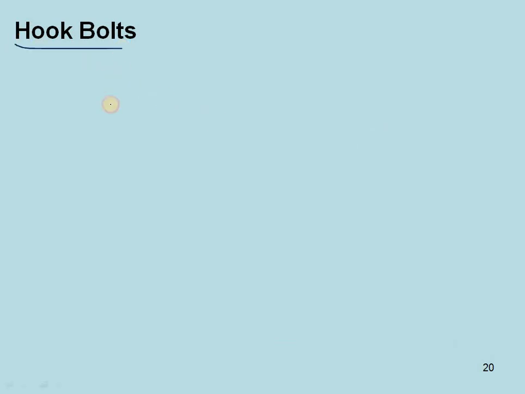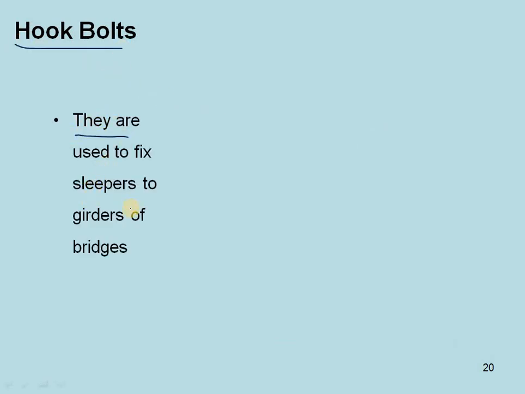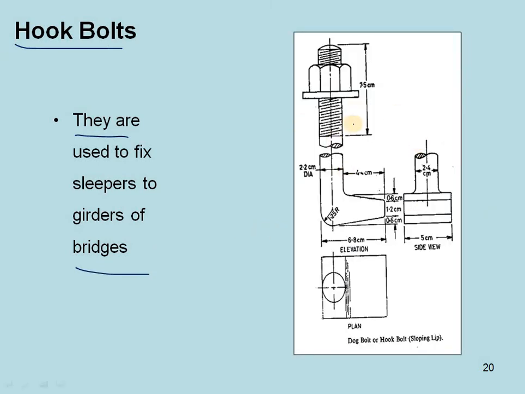And next one is hook bolts. They are used to fix sleepers to girders of bridges. So this is a hook bolt. The top one is the bolt, and this is the threading portion. So at the bottom you can see just like an L type shape. So this is the plan, elevation and side view.